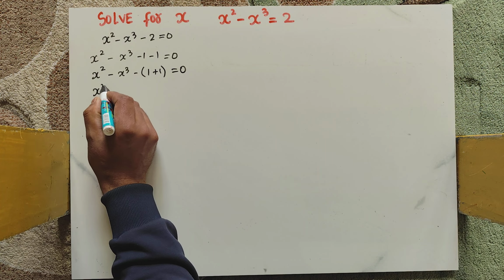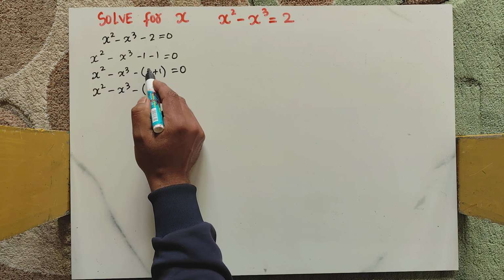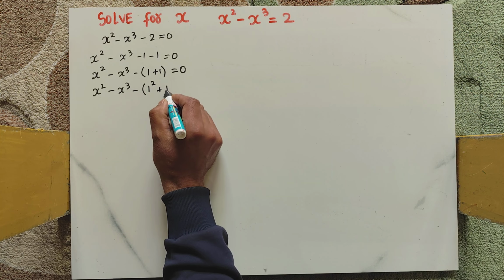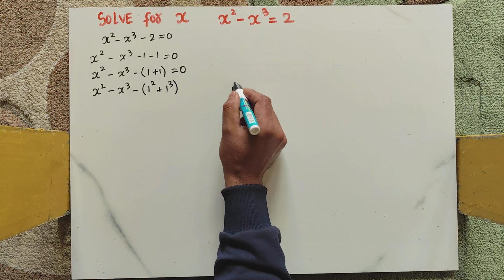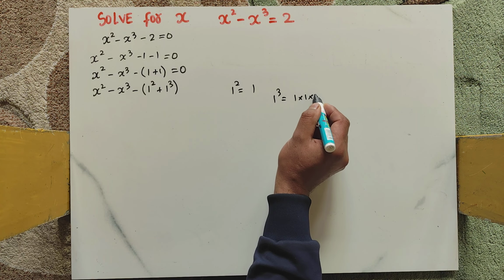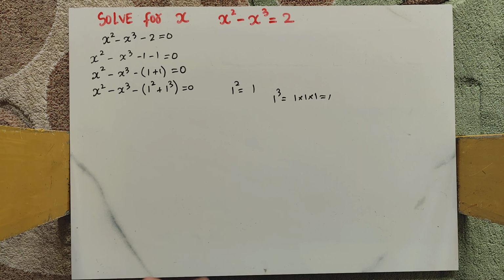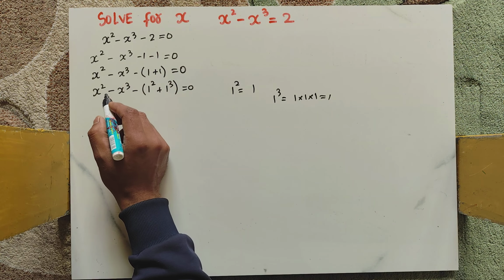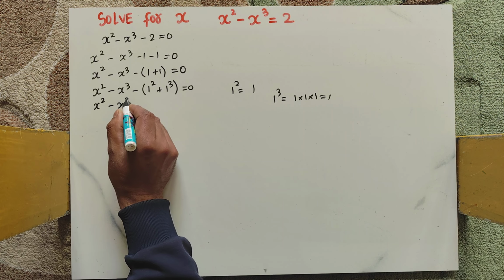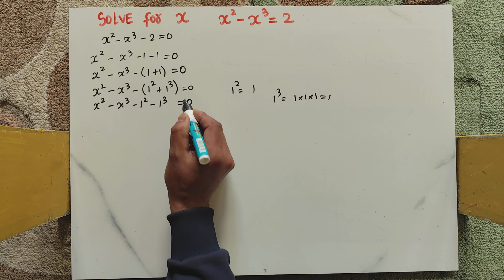Then we write x² − x³ − , now in place of 1 let me write 1², and in place of this other 1 I write 1³. Okay, so 1² is equal to 1, and 1³ is also 1 into 1 into 1, which is again equal to 1. And we set it equal to 0. Then we have x² − x³ − 1² − 1³ = 0.